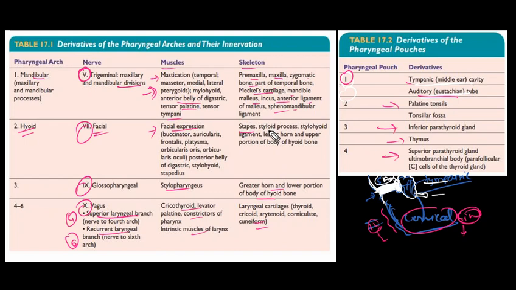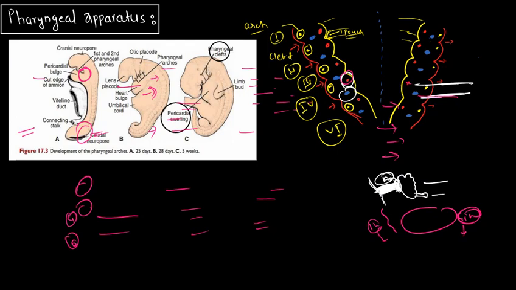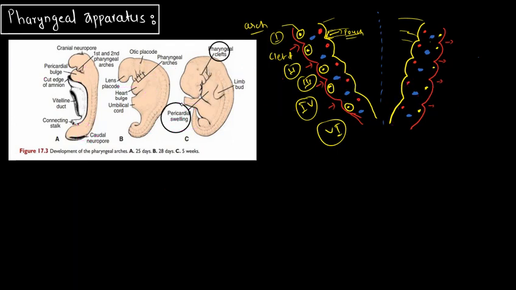This is all about the pharyngeal apparatus. I hope you got a clear orientation on what the apparatus is and how it is situated, and how these structures get derived into different structures around the head and neck region. So this much for today in this tutorial.